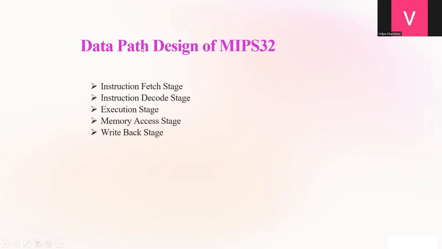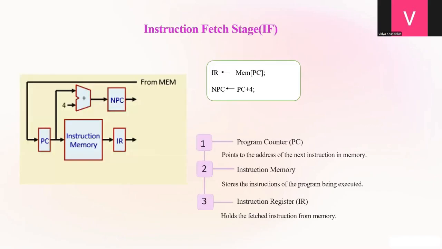In data path design, there are five stages. First is the instruction fetch, second is the instruction decode, third is the execution stage, fourth is the memory access stage, and fifth is the write back stage. We will see them one by one. The first stage is the instruction fetch stage.